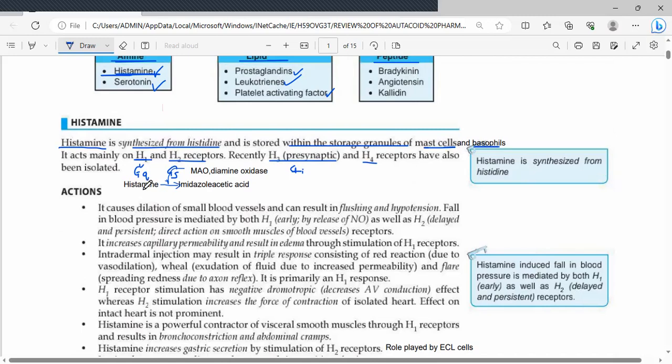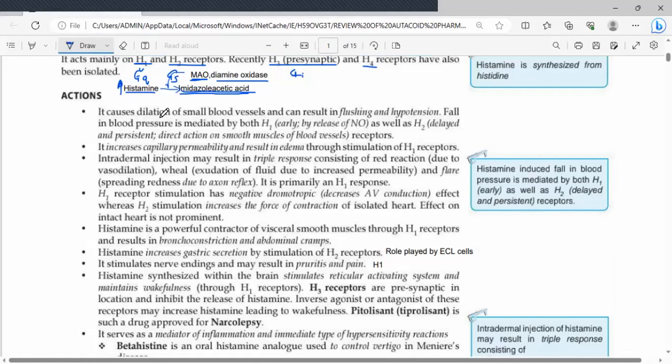So histamine, how is it excreted or metabolized? Histamine is usually converted into imidazole acetic acid, IAA, under the action of monoamine oxidase and the diamine oxidase. So in tumors where there is increased histamine production, this can be investigated by increased levels of imidazole acetic acid in urine. What are some actions of histamine? It causes dilation of small blood vessels and hence can result in flushing and hypotension.